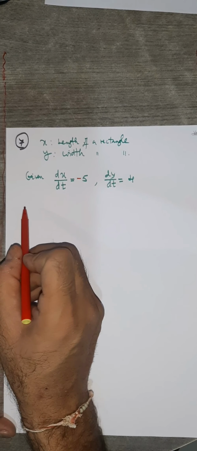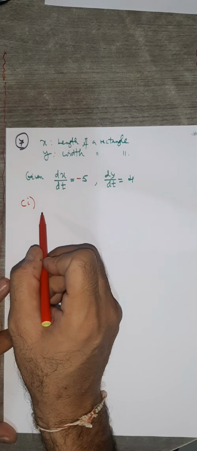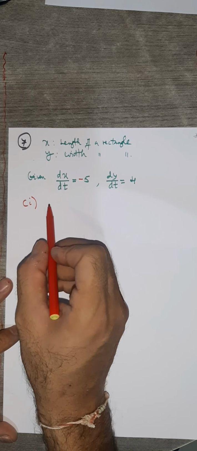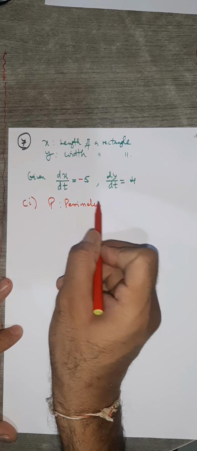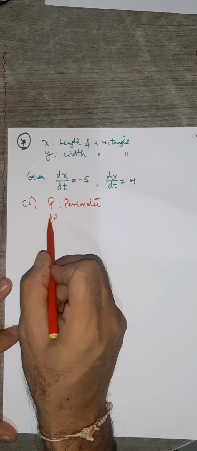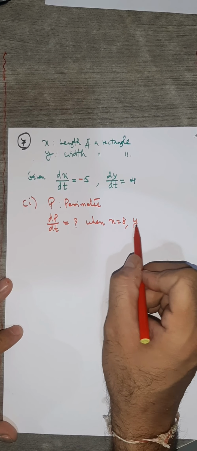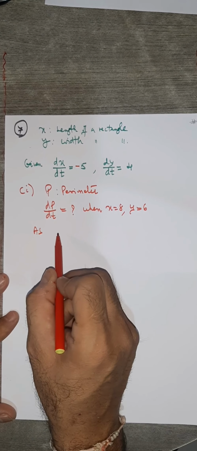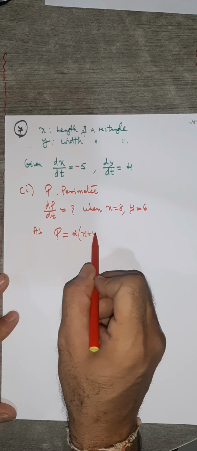Okay, now the question has 2 sub questions. The first sub question is: find the rate of change of the perimeter. So if I take p as the perimeter, then the question is the change in the perimeter with respect to time when x is 8 and y is 6. This is given to you. Now write the perimeter formula. So perimeter, you know, is the sum of all the sides, that is twice x plus y.